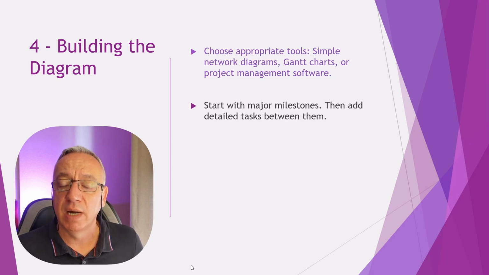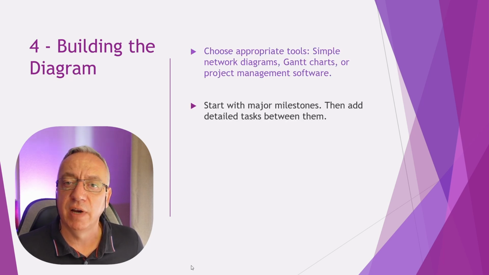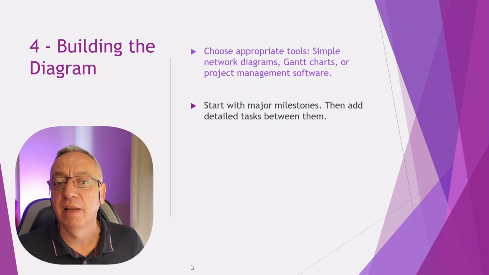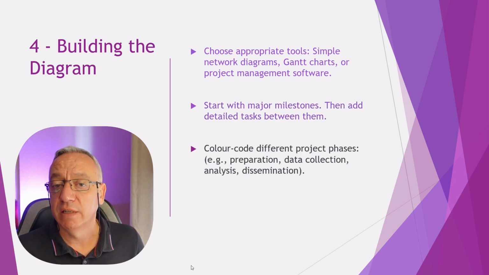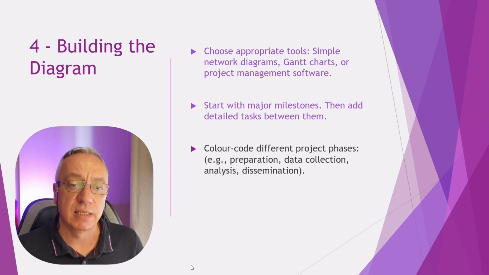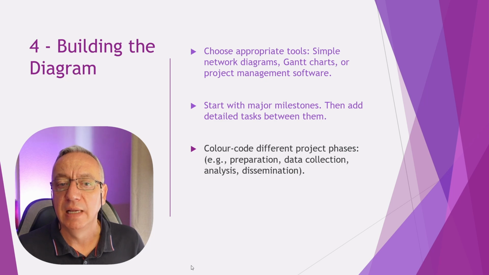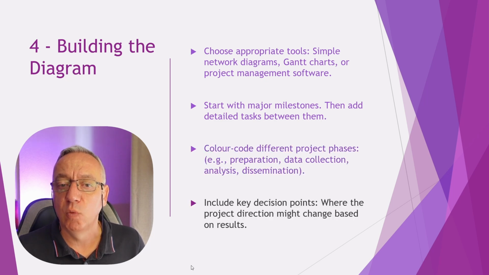Start with major milestones. You will already have identified them, or you will identify them as you build the diagram. Color code different project phase, for example, the preparation phase, the experimental phase, the analysis phase. This will help you better visualize what you have to do and when. Include key decision point where the project direction may change. That's often related to the milestone themselves.